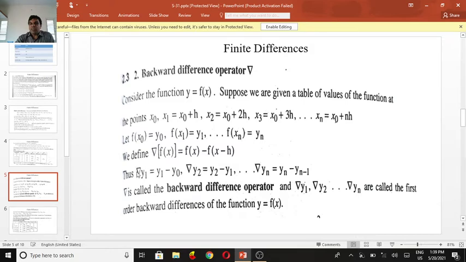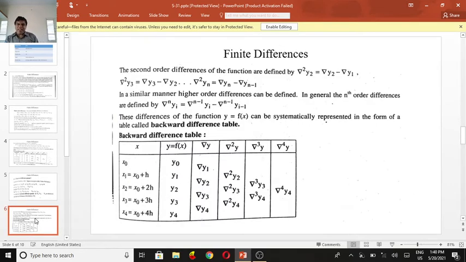So delta y1 is y1 minus y0. Delta y2 is y2 minus y1. Delta yn is yn minus yn minus 1. This is called the backward difference operator. And delta y1, delta y2, etc., delta yn are called first order backward differences of the function y is equal to f of x.